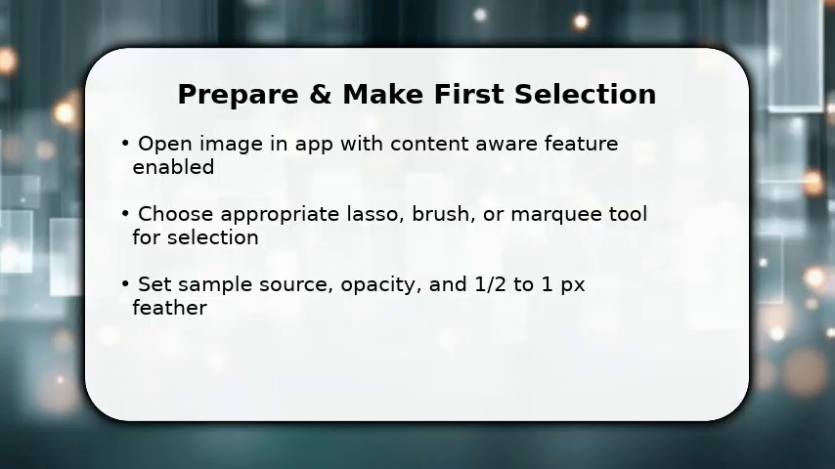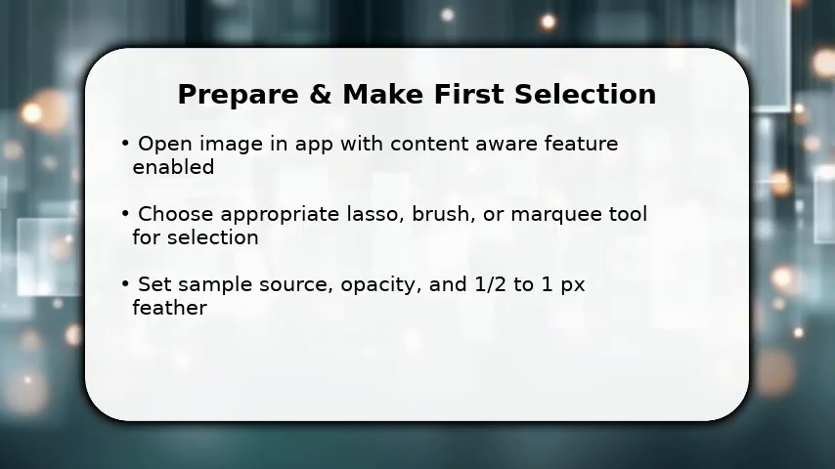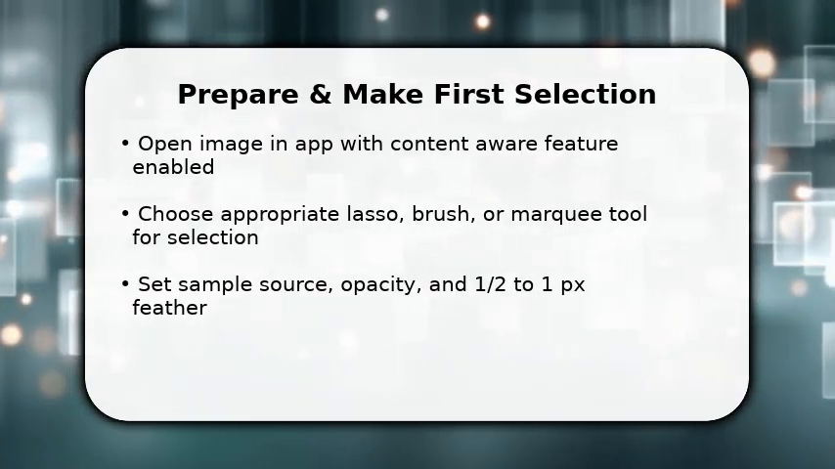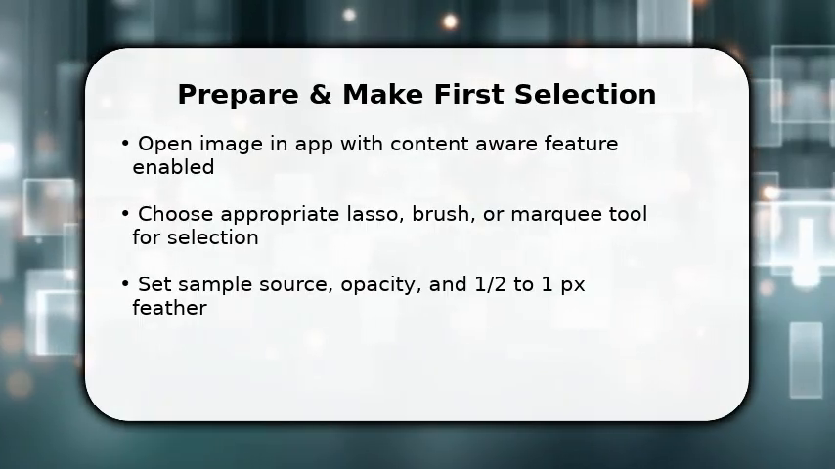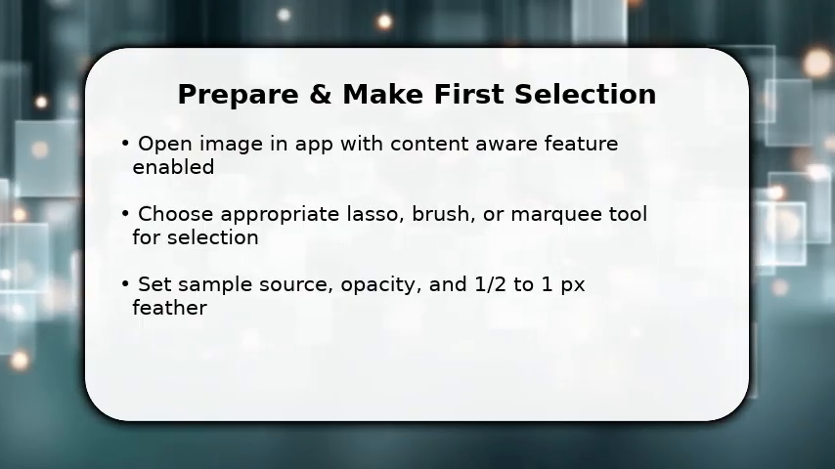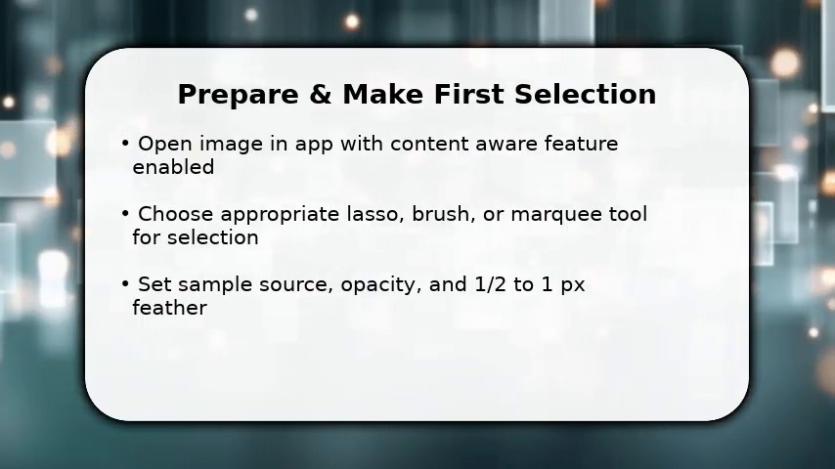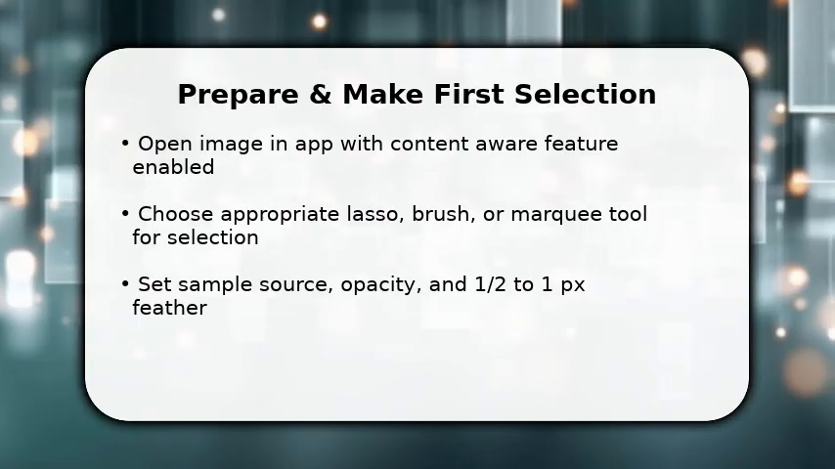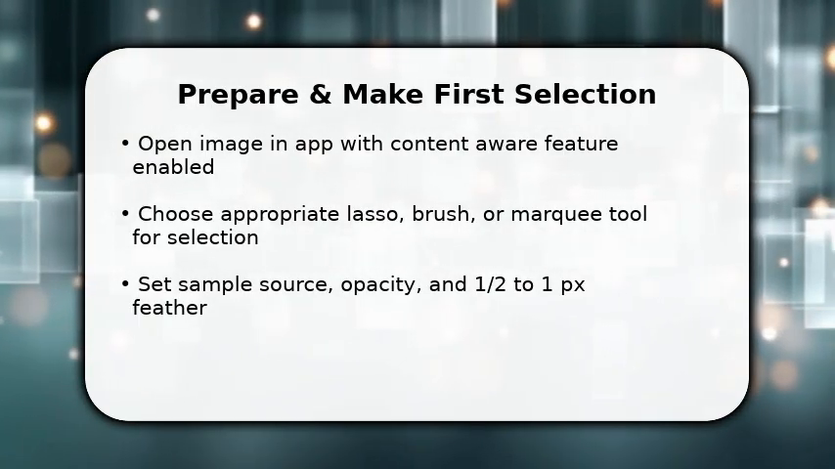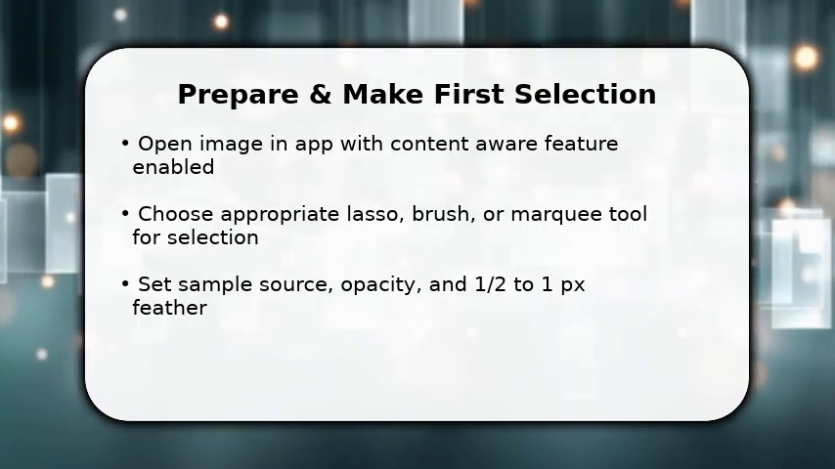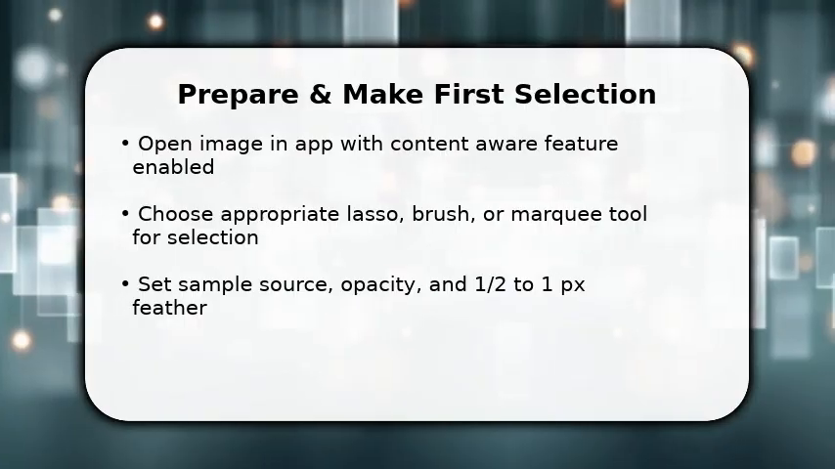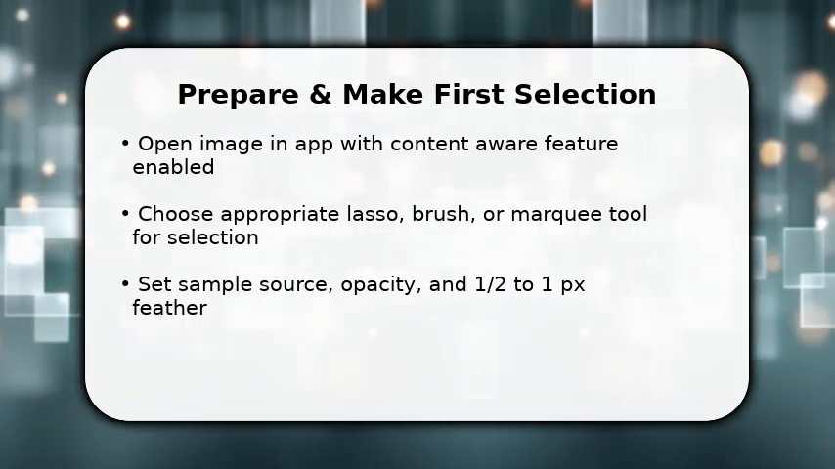You start by picking the right selection tool and making a precise selection around the area to remove. Do this now so the algorithm has clear context. Once done, make sure your sample source is set to automatic or a nearby patch, and set feathering to 1/2 to 1 pixel to soften edges. You should also lower opacity if you plan to blend manually later. These first actionable steps prepare the image so content-aware can analyze textures and lighting accurately.